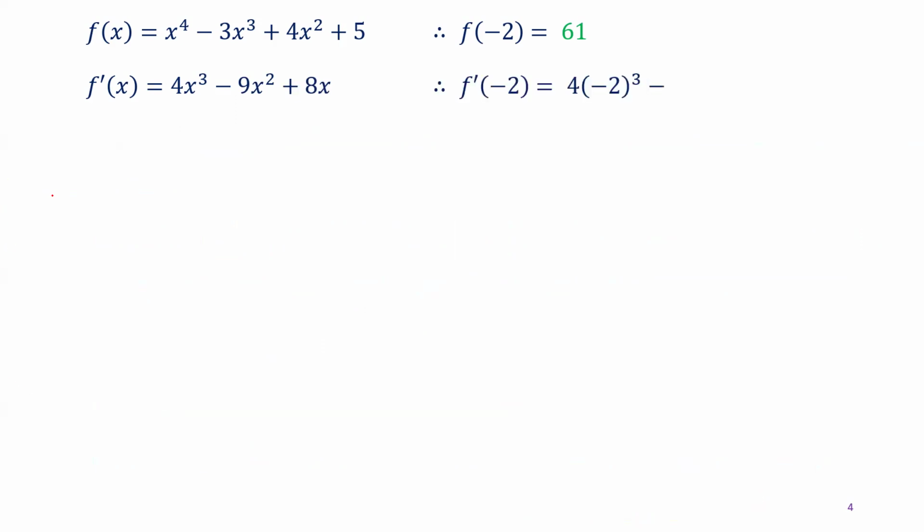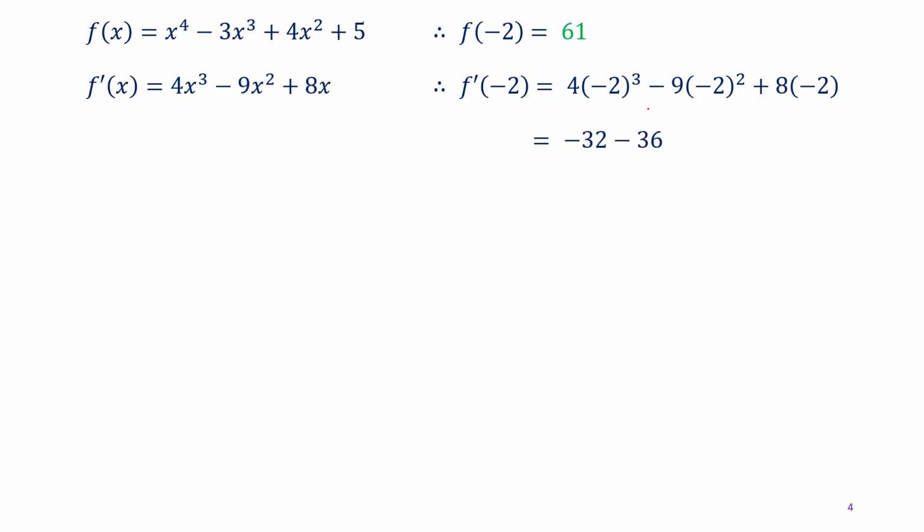Derivative of x to the power 4 is 4x cubed. Derivative of minus 3x cube is minus 9x square. Plus derivative of 4x square is 8x. Derivative of 5 is equal to 0. Now if we substitute x is equal to -2, then f dash of -2 is 4 times -2 whole cube, minus 9 times -2 to the power 2, plus 8 into -2.